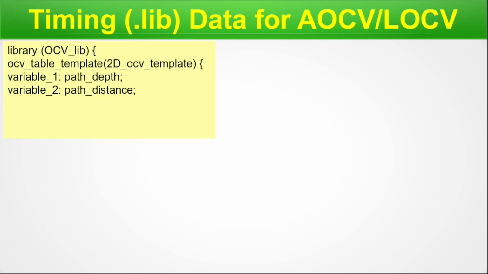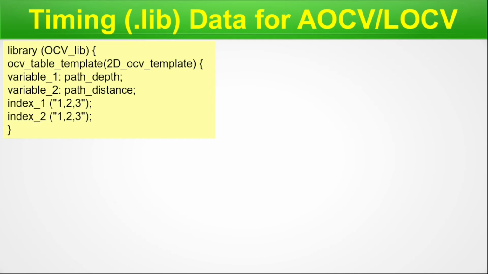It is declared in the top section of the .lib, and we have dummy indexes 1 and 2. In an actual case, these indexes, values and numbers can vary. Here we close it. So this is a template, the prototype of the actual table that we find later on inside each cell of the .lib file.